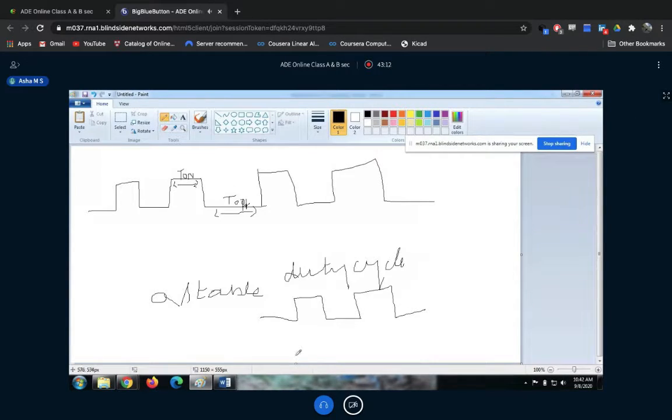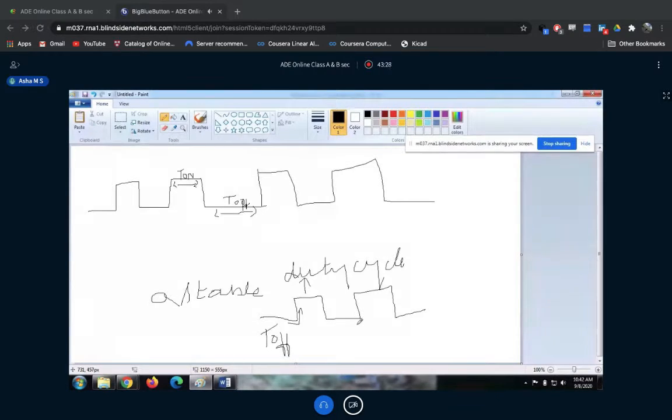So the circuit will remain in the T off state. When you give the external trigger, external input, it momentarily goes to the state T on, which depends on the duty cycle, and it comes back to the stable state T off. Got it? So this is what monostable is.